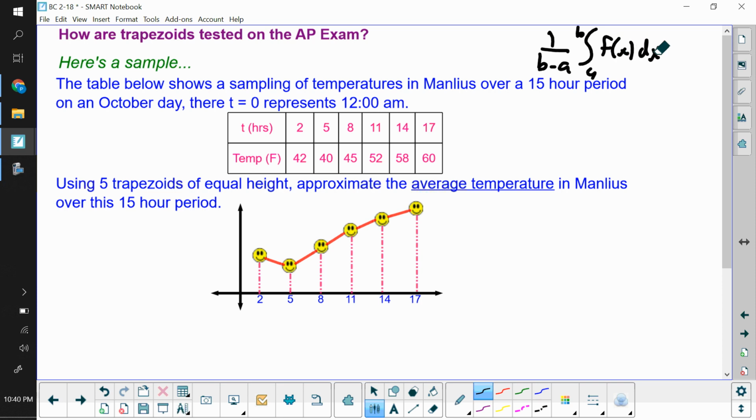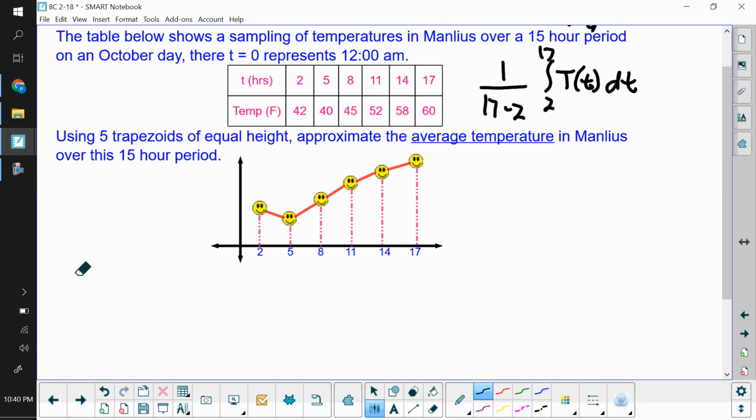So in our case here, we're going to have 1 over 17 minus 2. We're going to want to do the integral from 2 to 17 of capital T of little t dt. So that 1 over 17 minus 2, that's going to be 1 over 15. And then this part, we're going to approximate with the trapezoid rule. So again, the 1 over 15 is because of the average part. So now our trapezoid rule will have the half because of the 1/2 in our trapezoid formula.